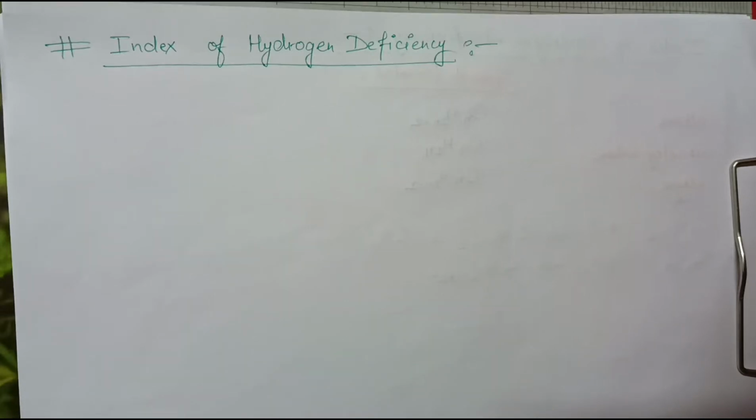So in this particular video, we are about to discuss a very important topic from this chapter, and that is index of hydrogen deficiency. We can get information about an unknown compound if we have knowledge about its molecular formula. So we have some general formulas for getting the information.